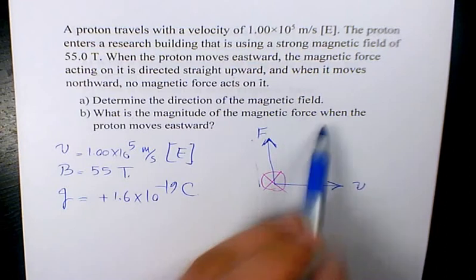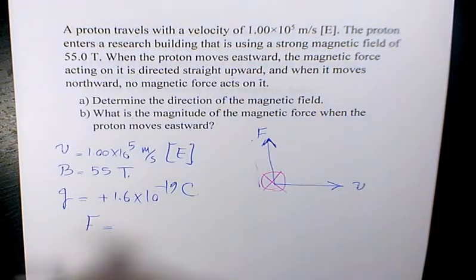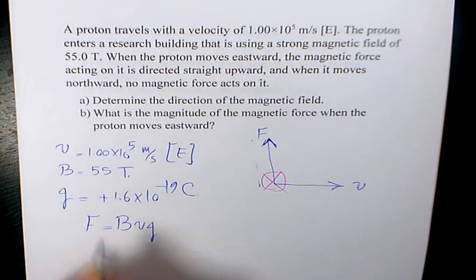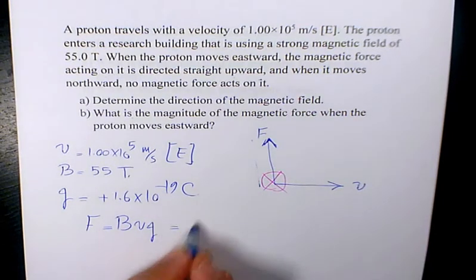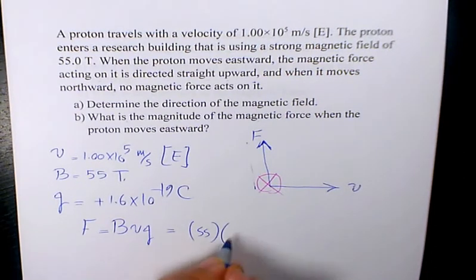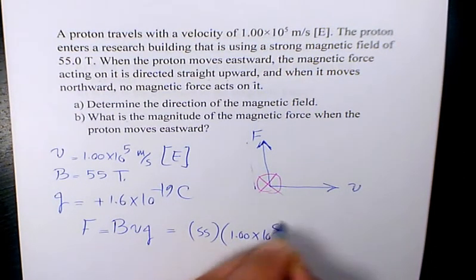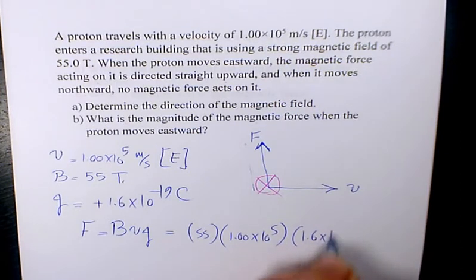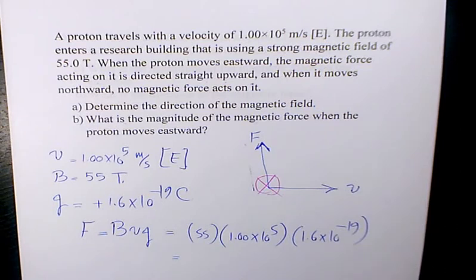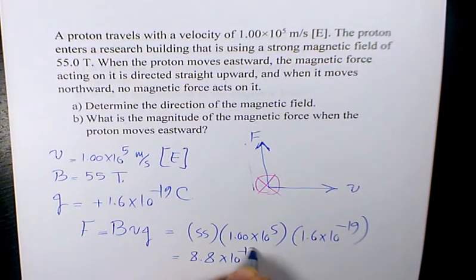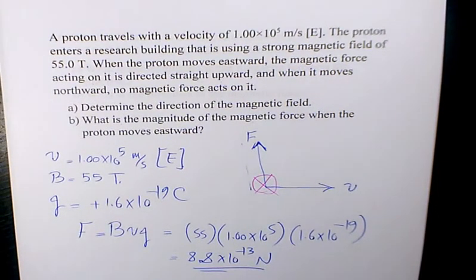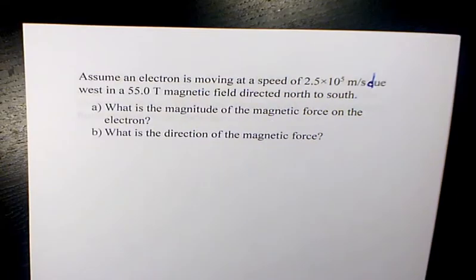What is the magnitude of the magnetic force when the proton moves eastward? So BVQ sine theta, which is sine 90. So B is 55. V is 1.00 times 10 to the power of 5. Q is 1.6 times 10 to the power of negative 19. That's going to be 8.8 times 10 to the power of negative 13 Newton. That's the magnetic force. Next example.